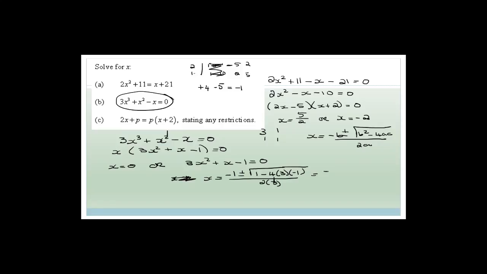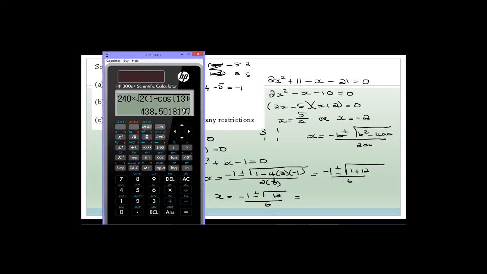So we get minus 1 plus or minus the square root of 1 minus, a minus times a minus is a plus, 4 times 3 is 12, all over 6. Therefore, x is equal to minus 1 plus or minus the square root of 13 over 6, which is equal to what? We're going to have to use our calculator, so let's get out the calculator.